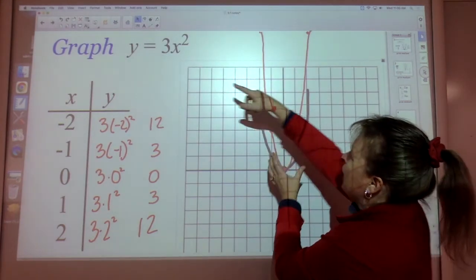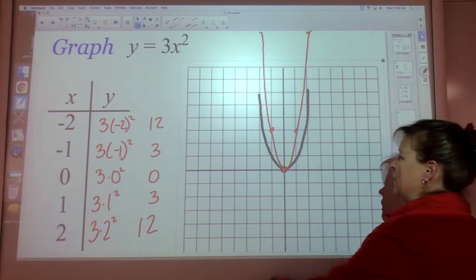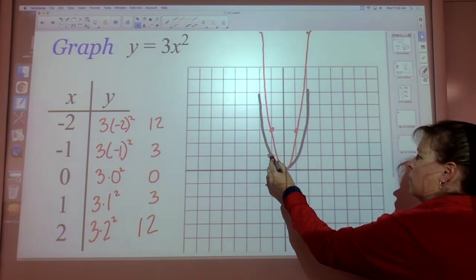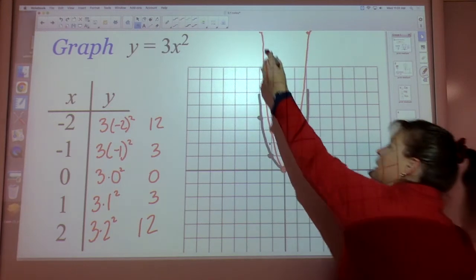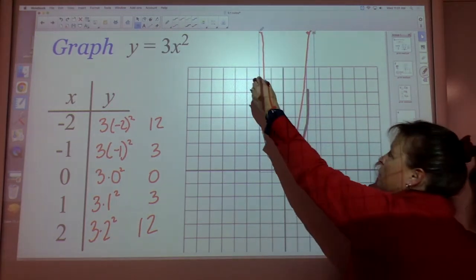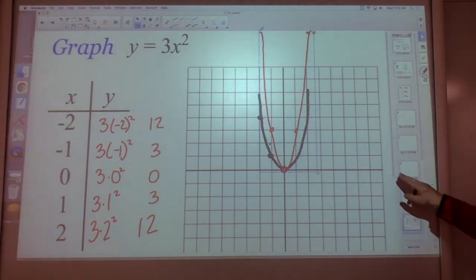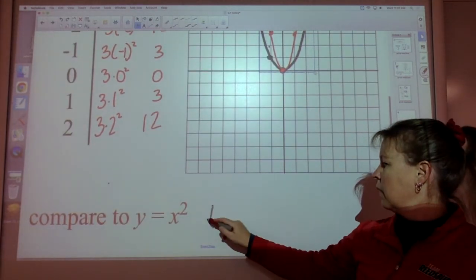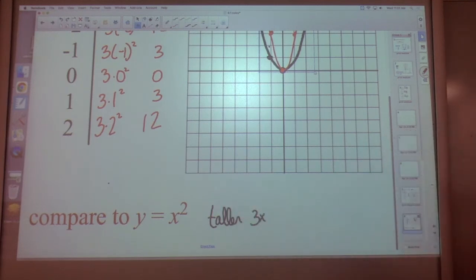Okay, so multiplying by 3 is going to take that graph and stretch it out 3 times bigger than what it was. This was supposed to be at 1. What's 1 times 3? 1, 2, 3. This was supposed to be at 4. What's 4 times 3? 12. The one that was supposed to be at 9 would end up way the heck at 27. So multiplying by 3, if you compare it to y equals x squared, it is taller. 3 times taller than it would normally be.